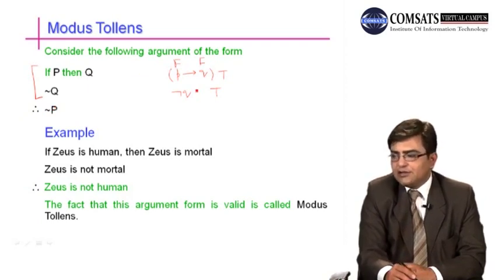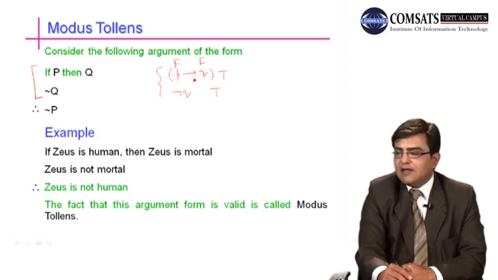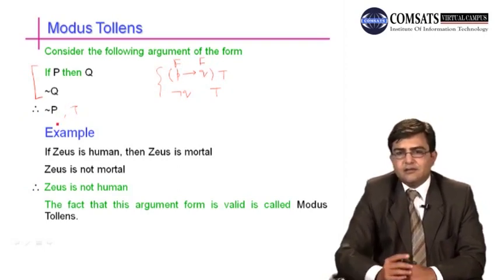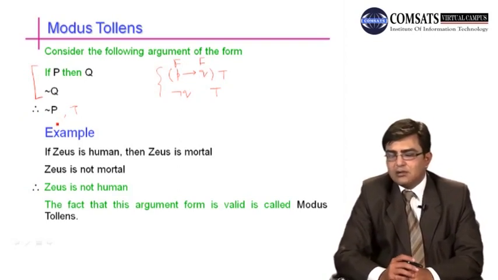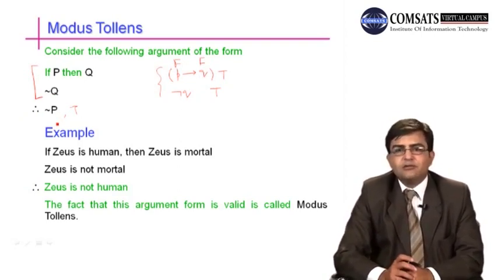So what we concluded from these two premises, from this argument, is that if P implies Q and not Q is true, then not P must also be true. This is the conclusion which we draw from this argument. This argument form is also always valid. We can prove it using truth tables also. And this form is called modus tollens.